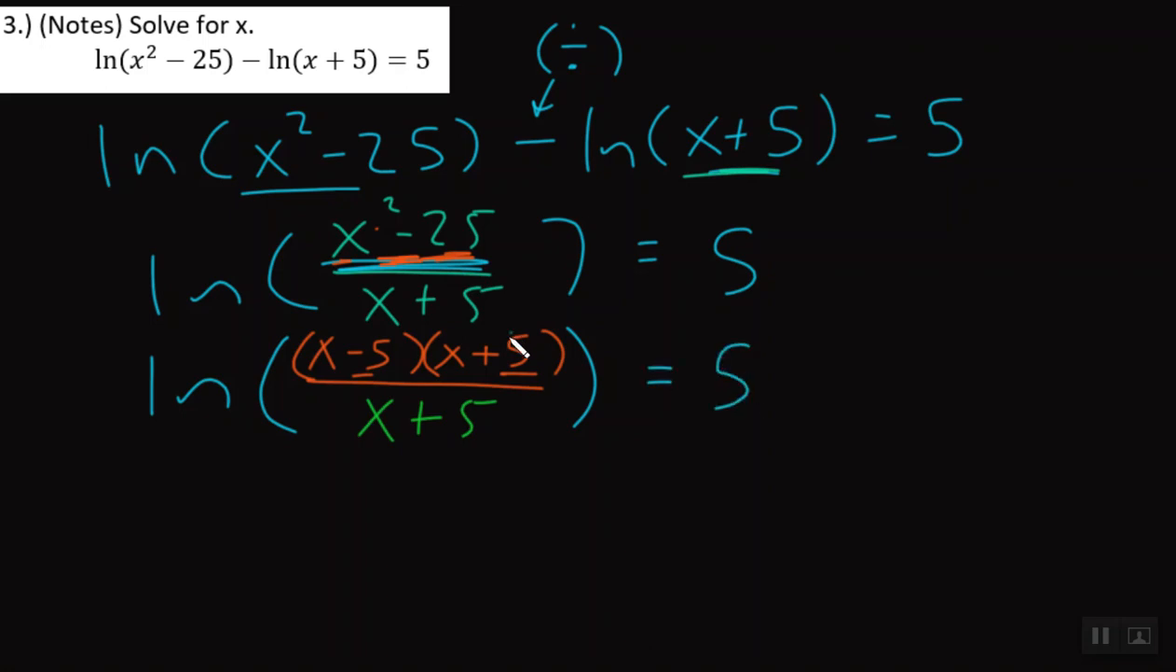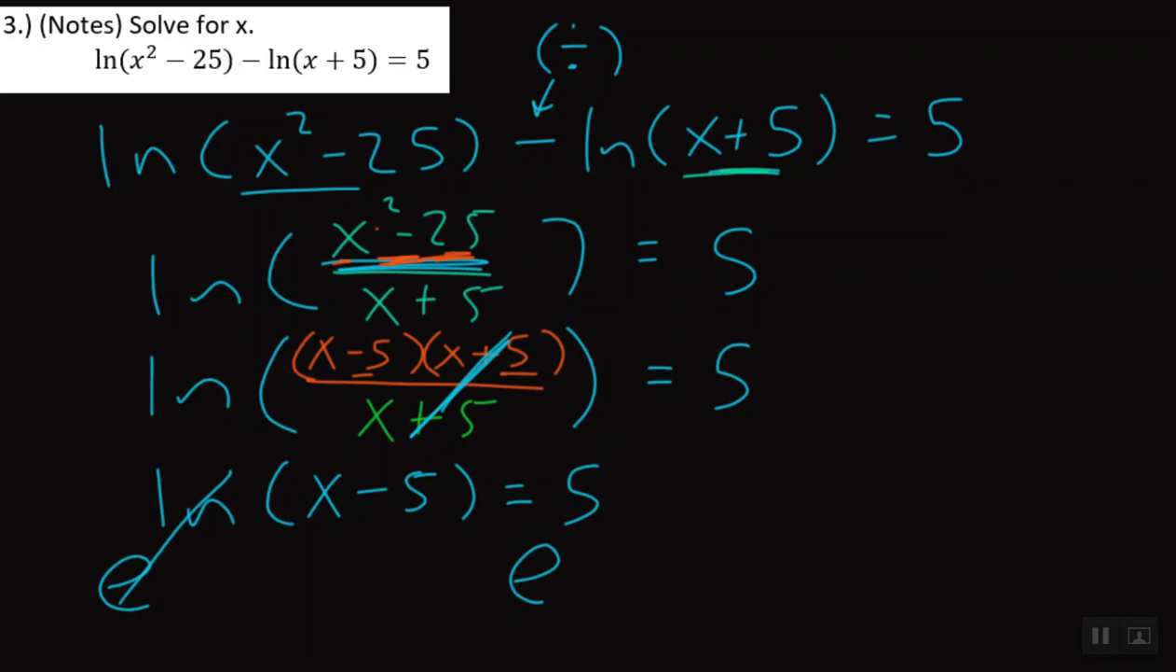Now, because I have an x plus 5 on the top and bottom, those two things cancel, and I'm left with the natural log of x minus 5 is equal to 5. Now, you ask yourself, how do you get rid of a natural log? And of course, the easy answer is we raise it to the power of e. And what we do to the left, we now have to do to the right. e to the natural log, those two things cancel, and we're left over with this.